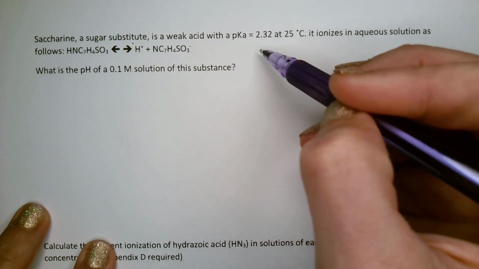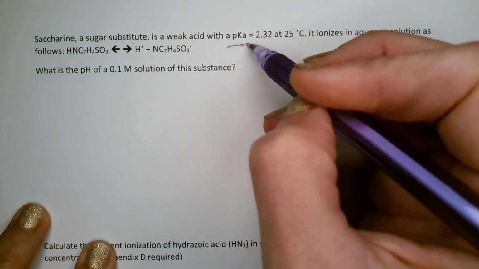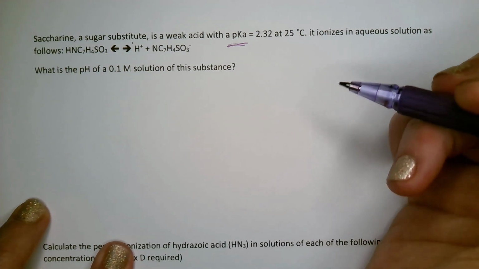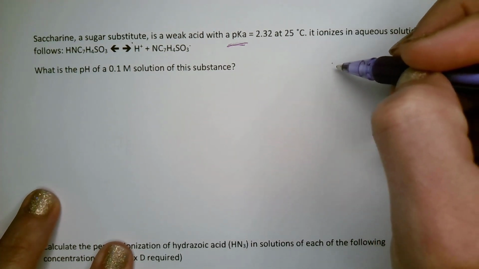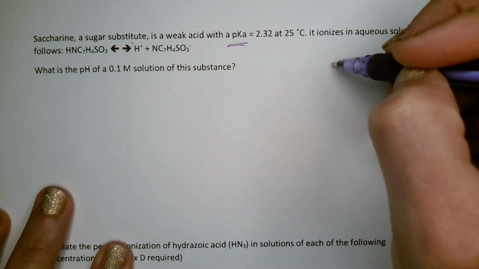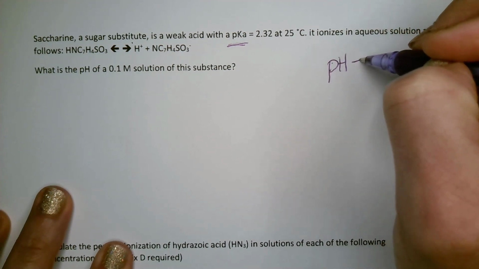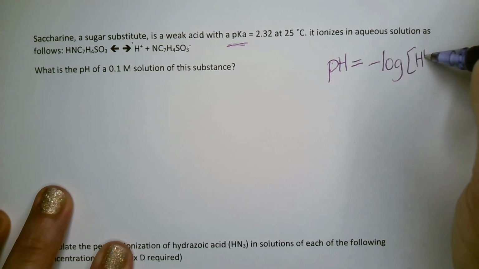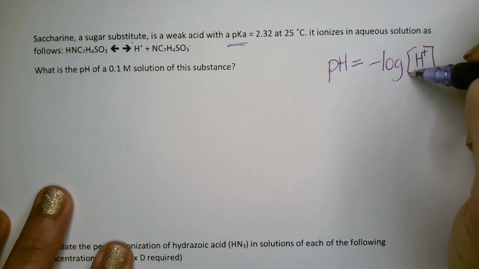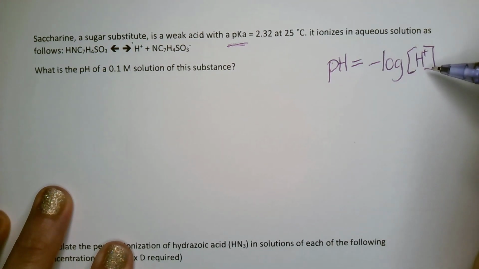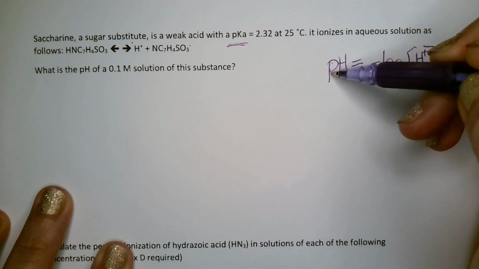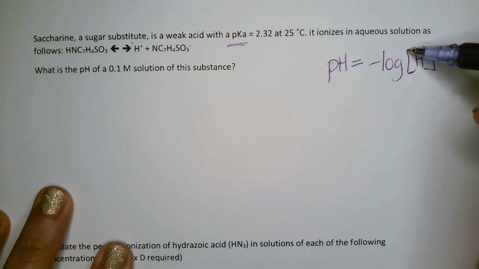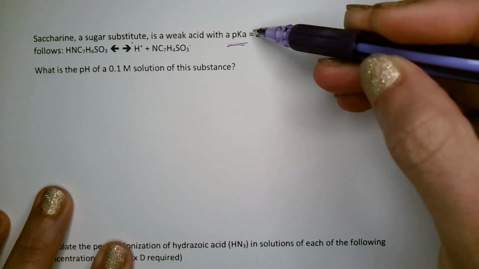So what we need is the Ka, but we're given the pKa. So let's think about what that p is telling us. Think back to how we would find the pH of something. Well, the pH is the negative log of our H+, or hydronium ion concentration. So if we had the pH, how do we get back to this? Because we need the Ka.